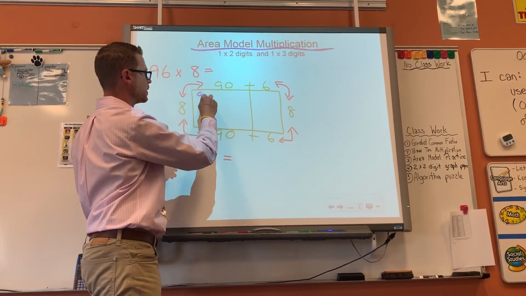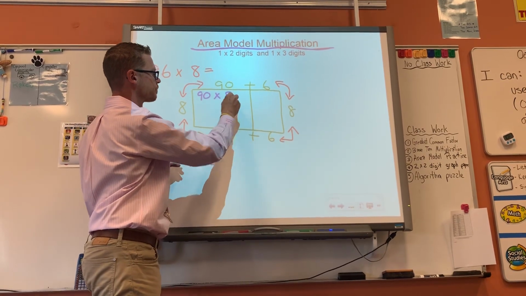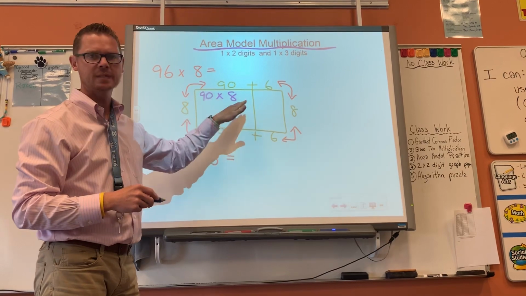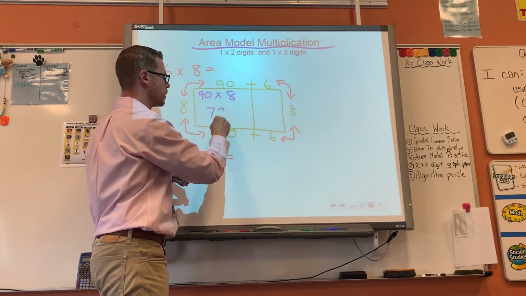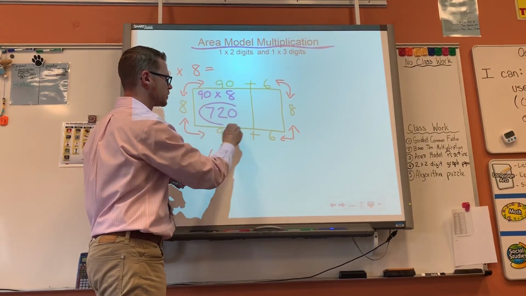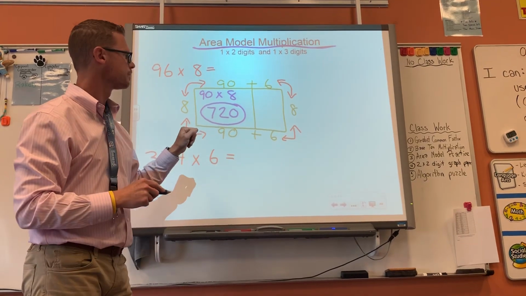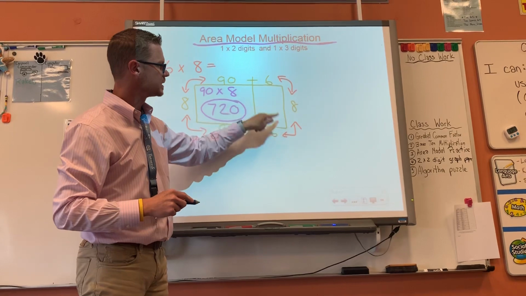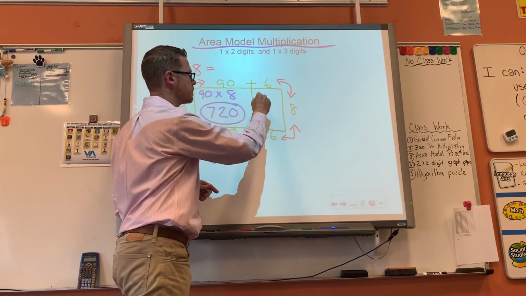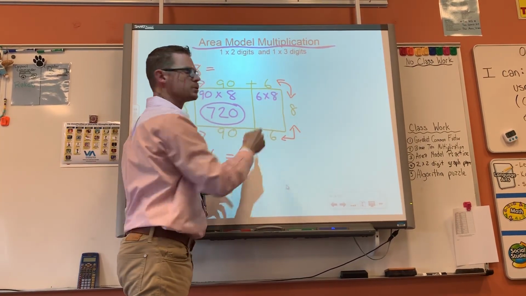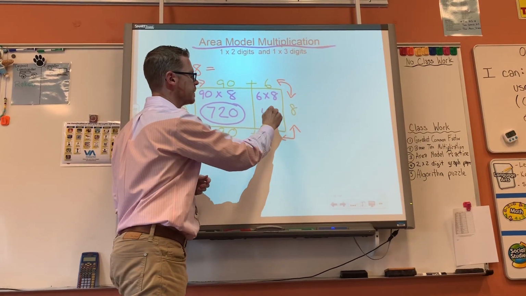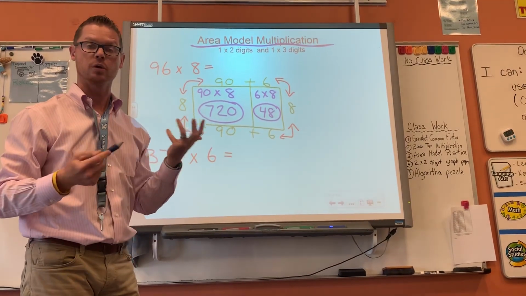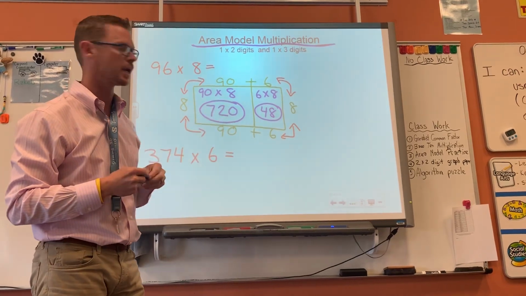Okay, so in my first region, the length of this is 90 and the length of this is 8. So my factors are 90 times 8. So I know 9 times 8 is 72, so 90 times 8 is going to be 720. And I'm going to circle that because I'm going to need that number again. In this region, I have 6, and the length of that is 8, so I'm going to multiply 6 times 8. And we know 6 times 8 is 48.